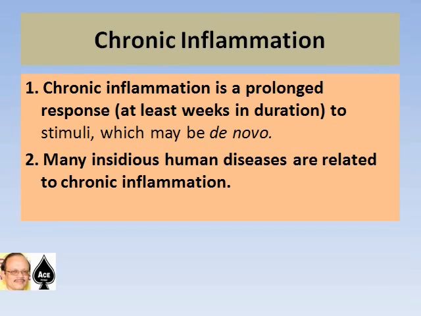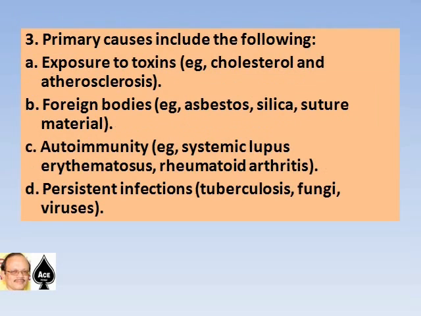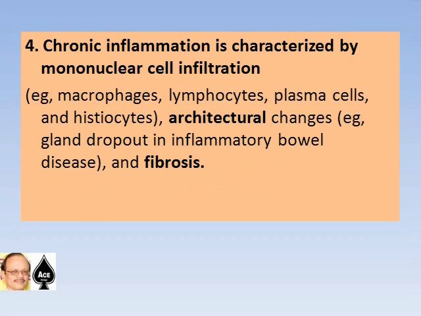Chronic inflammation. Chronic inflammation is a prolonged response, at least weeks in duration, to stimuli which may be de novo. Many serious human diseases are related to chronic inflammation. Primary causes include the following: exposure to toxin like cholesterol in atherosclerosis, foreign body like asbestosis, silica and suture material, autoimmunity like SLE and rheumatoid arthritis, and persistent infections like tuberculosis, fungus and virus.